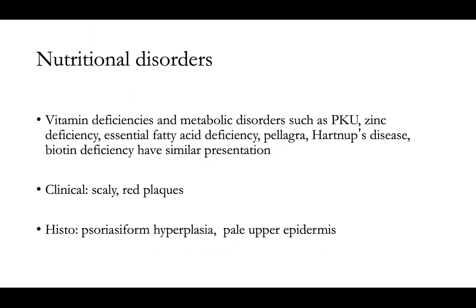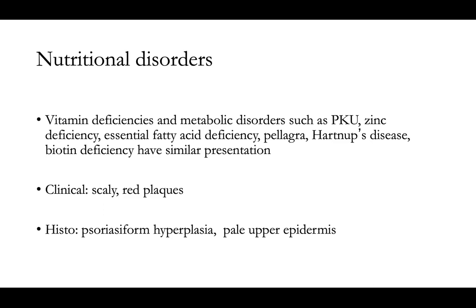Nutritional disorders can also present as a psoriasiform dermatitis, and they will often look very similar to psoriasis clinically. So we need to group the discussion of nutritional disorders into this category of lecture. So what are nutritional disorders? Vitamin deficiencies, metabolic disorders such as PKU, zinc deficiency, essential fatty acid deficiency, pellagra, biotin deficiency, they all have similar presentations. Clinically, you'll find some scaly red plaques, and that is why it looks so much like psoriasis.